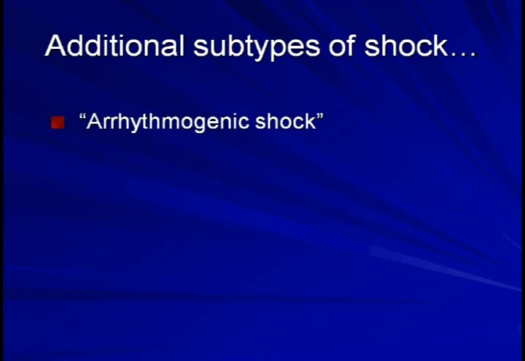This brings us to a few additional subtypes to mention. First, there is what is occasionally referred to as arrhythmogenic shock. As the term implies, this is shock that arises as a consequence of an abnormal heart rhythm. Profound bradycardia leading to low cardiac output falls into this category. Also, extreme tachycardia that leads to low cardiac output by insufficient diastolic filling time is also included here.